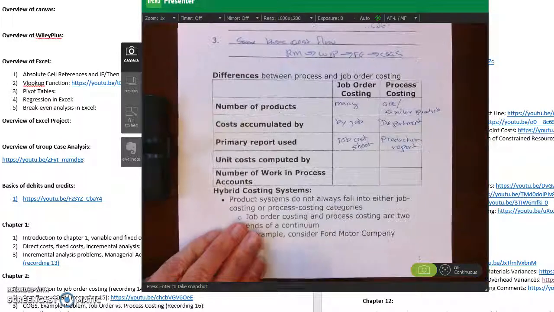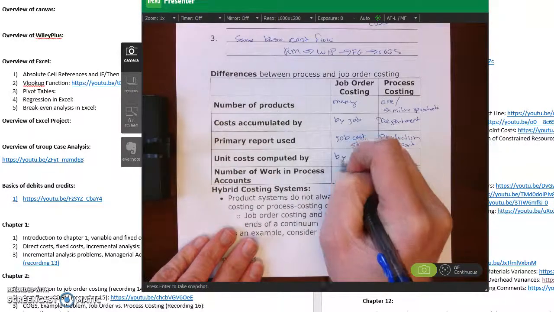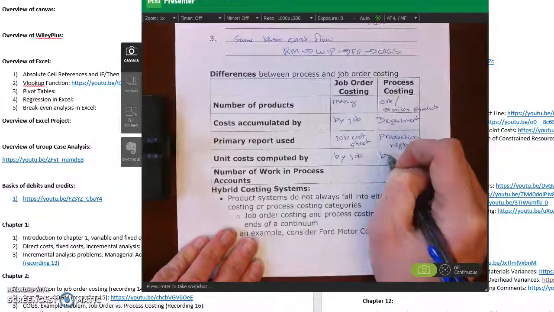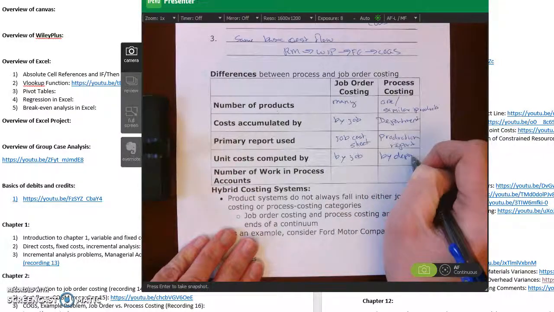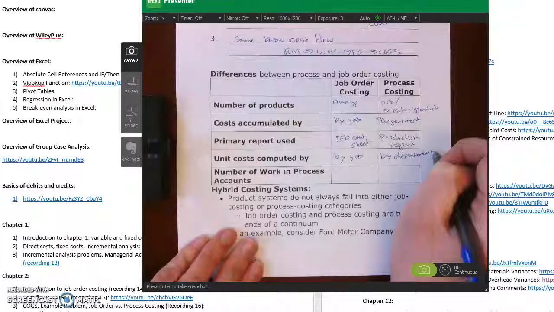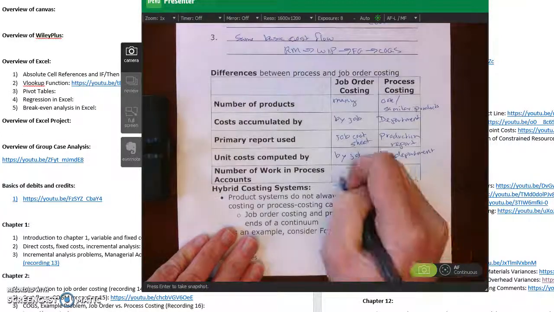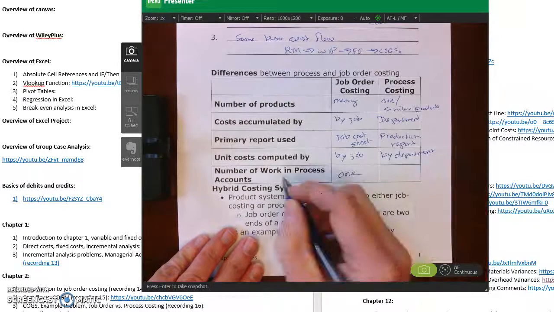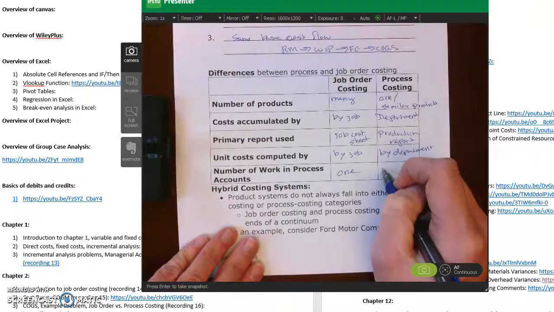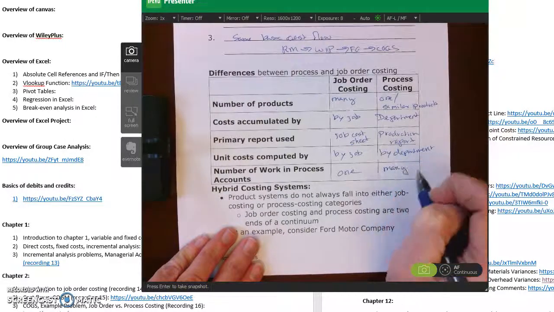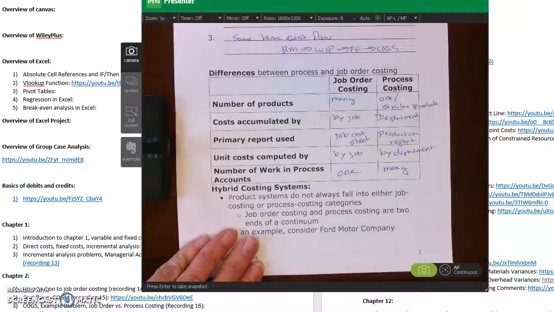How do we calculate unit costs? Over here it's by job, and over here it's by department. And then how many WIP accounts do we have? Remember, with job order costing we just have one, and with process costing we have many. More specifically, each department will have its own WIP account. So if we have a mixing department and a bottling department, we would have WIP mixing and WIP bottling.